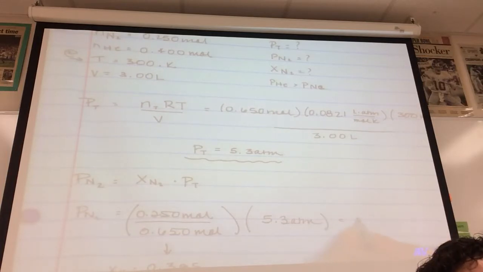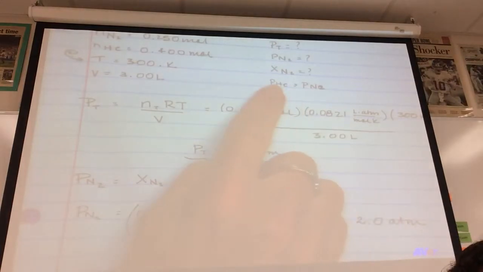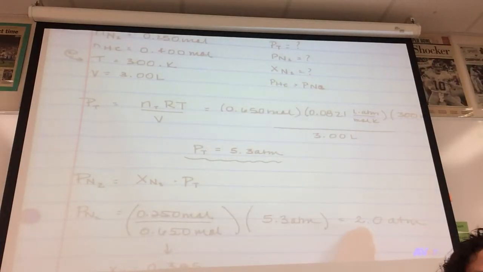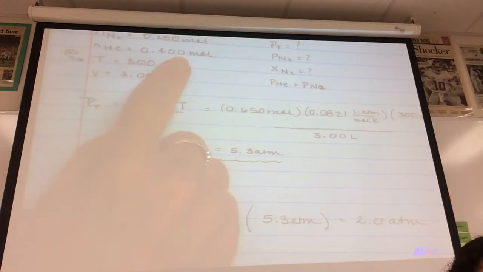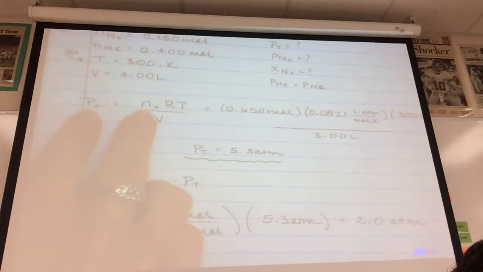And I get 2.0 atmospheres. Now, why would the partial pressure of the helium gas be greater than the partial pressure of the nitrogen gas? Because you have more moles of the helium. And we know that pressure and moles are directly related.